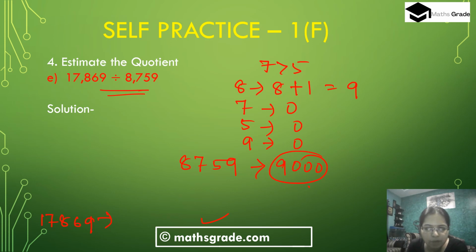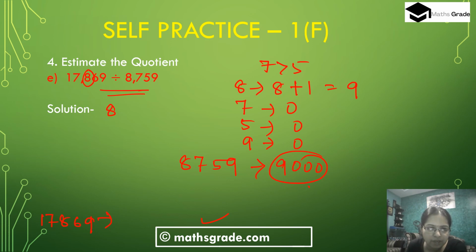Now this, when we round off any number to the 1000 place digit, look at the 100 place digit. Here the 100 place digit is 8. Now you understood why I have not rounded 17,869 to the nearest 10,000, because it is impossible to divide 20,000 by 9,000. 17,869 rounded to the nearest 10,000 is 20,000, and 8,759 rounded to the nearest 1000 is 9,000. But dividing 20,000 by 9,000 is impossible, so we have to round 17,869 to the nearest 1000, not 10,000. This is the only reason.